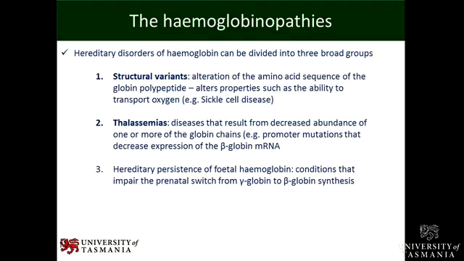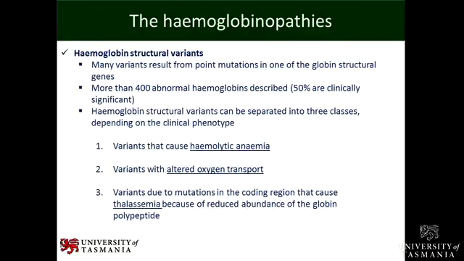So, many of the mutations that actually account for some of these thalassemias occur in promoter regions, in regulatory regions that switch on and off the genes. And also hereditary persistence of fetal hemoglobin and conditions that impair the switch from fetal globin to the beta globin, or the adult form. So there's the three broad groups. And I think you've probably already seen this.